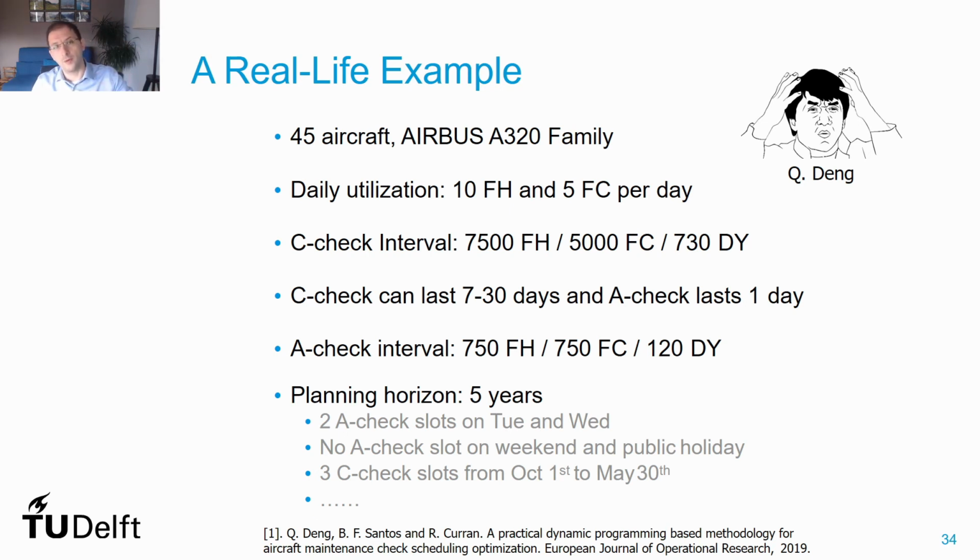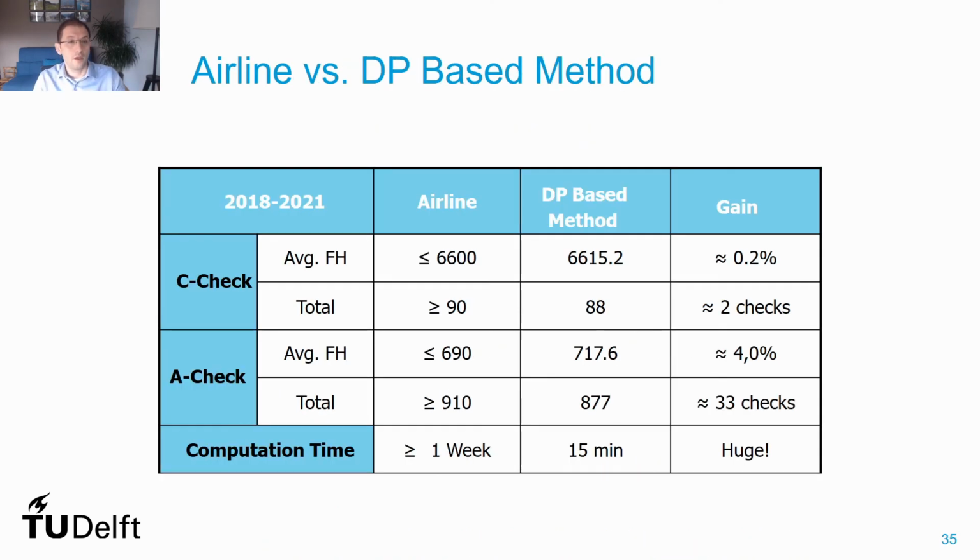If you want to know more about the problem, about the approach, and about the results that I'm going to present here, you can check the paper published by Qichen in 2019. And this is a summary of the results that we have obtained. So we have here an estimation of what the airline will have following their plan from 2018 to 2021. And we have the results from Qichen's dynamic programming-based method here in this column.